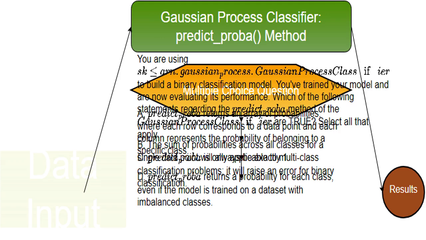I see that this refers to the input data you'd use to train your Gaussian process classifier model. This data would include features and corresponding class labels that the algorithm will learn from. Think of it as the ingredients for your machine learning recipe.